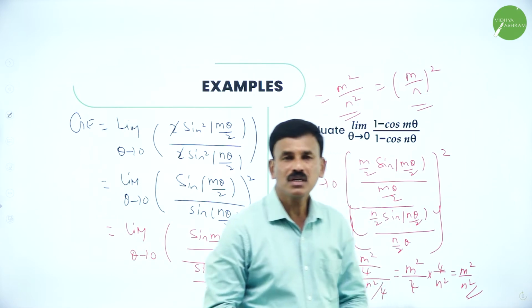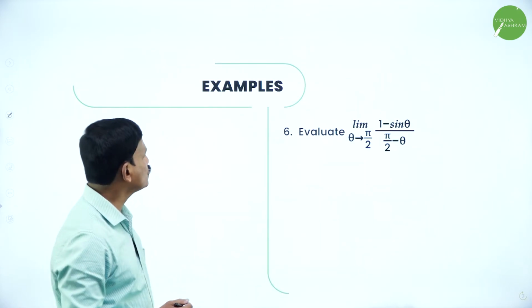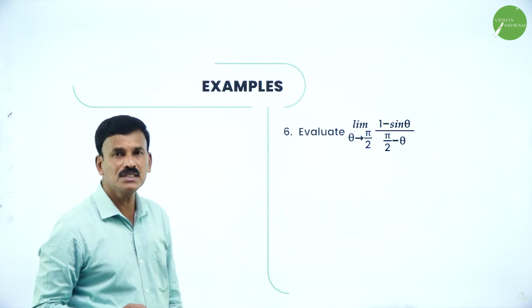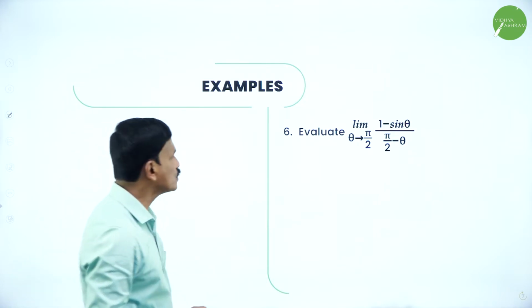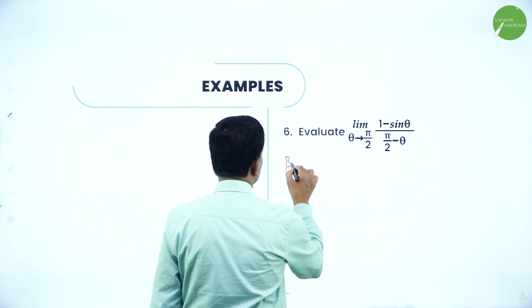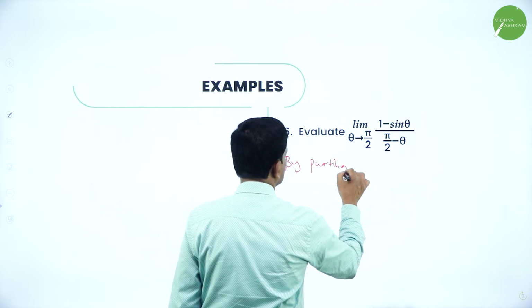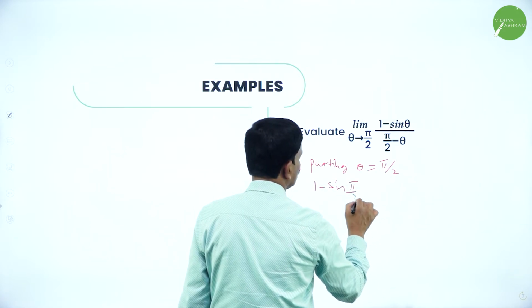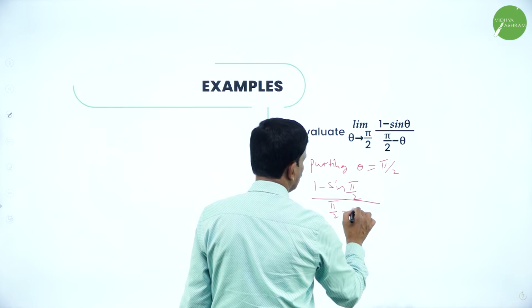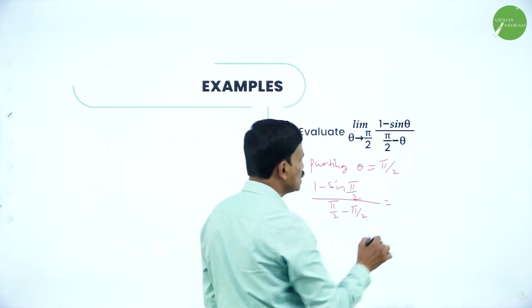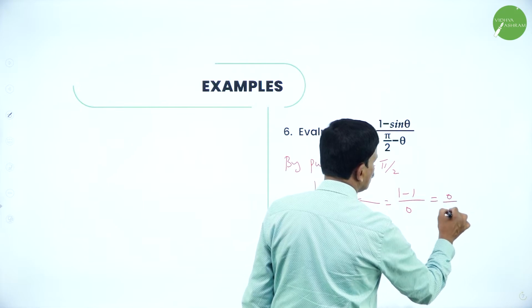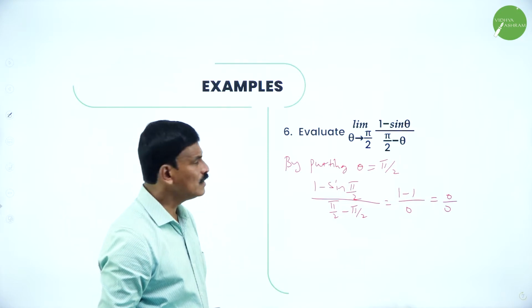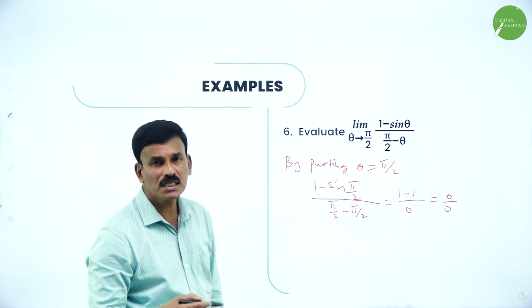Okay. Hope you followed. Now, let us come to the next type of problem. Evaluate the limit as theta tends to pi by 2 of 1 minus sine theta divided by pi by 2 minus theta. Here also, if you substitute theta equal to pi by 2, what happens? This is 1 minus sine 90 divided by pi by 2 minus pi by 2. Sine 90 is 1, 1 minus 1 by 0, that is 0 by 0, which is an indeterminate form. Now, here this can be evaluated by converting the sine to cos and taking the substitution.